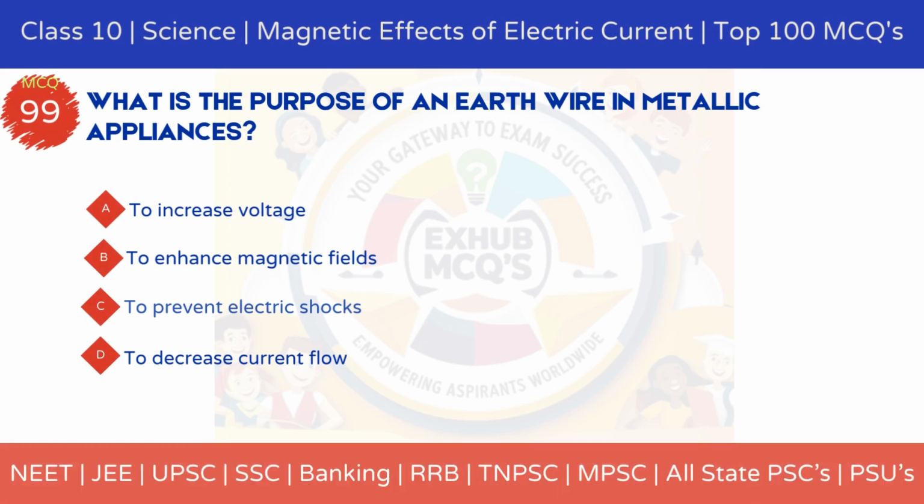MCQ 99. What is the purpose of an earth wire in metallic appliances? Option A, to increase voltage. Option B, to enhance magnetic fields. Option C, to prevent electric shocks. Option D, to decrease current flow.